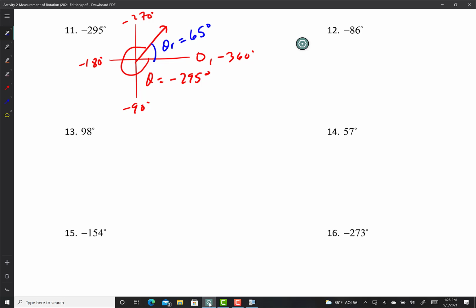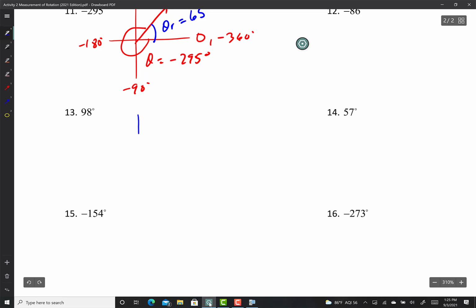You see how we did it, guys? Because one revolution is 360. So the distance between 300 and 360 is 60, and then add another 5 to get to 295. Cool or not cool? All right, check it out. 98 degrees. What quadrant? Second quadrant. 98 degrees is just slightly bigger than 90. So there it is. That's 98 degrees. What's my reference angle?